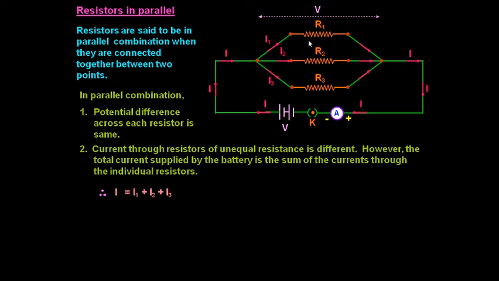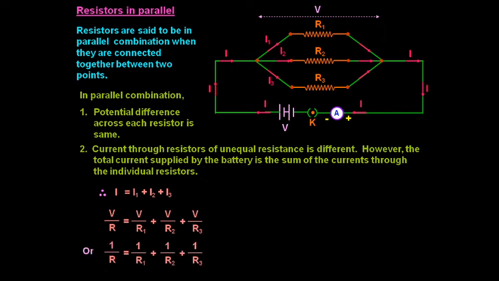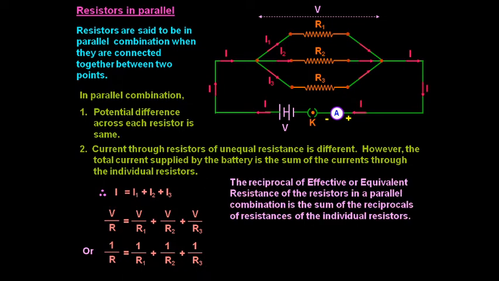Similarly, R is the total resistance of all three combined, with total current I and total potential V. So using Ohm's law, V is equal to IR, so I is equal to V upon R. Similarly, using Ohm's law, we can calculate I1 is V upon R1, I2 is V upon R2, I3 is V upon R3. So V is commonly cancelled. We get the result 1 upon R is equal to 1 upon R1 plus 1 upon R2 plus 1 upon R3. So in parallel combination, the reciprocal of the effective resistance is equal to the sum of the reciprocals of the individual resistances. That formula you must remember.